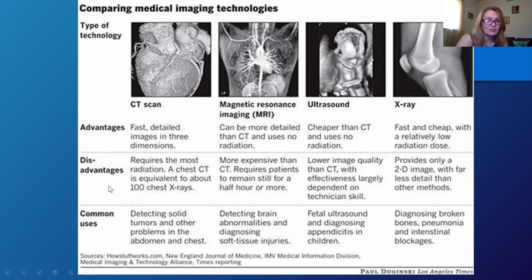Now, what are the disadvantages? So CT scan requires the most radiation. A chest CT is equal to about 100 chest X-rays, but it gives you this detailed, right, 3-dimensional image. MRI is more expensive than CT, and it also requires the patient to remain still for half an hour or more. MRI is this tube where you put a patient on and you hear this boom, boom, boom, boom sound for about 45 minutes.